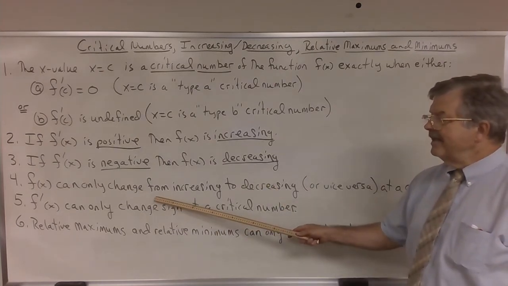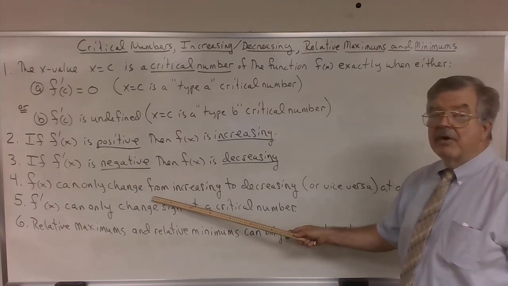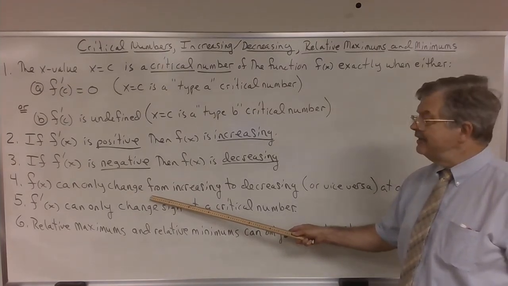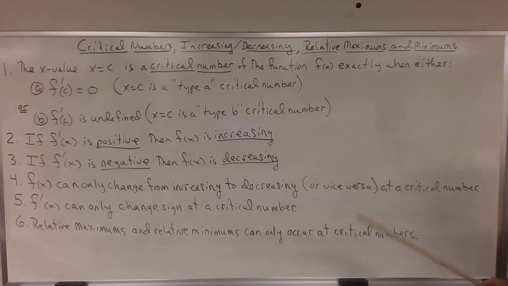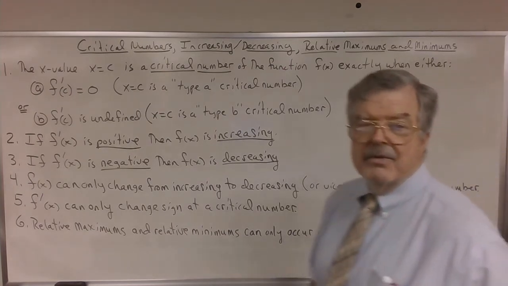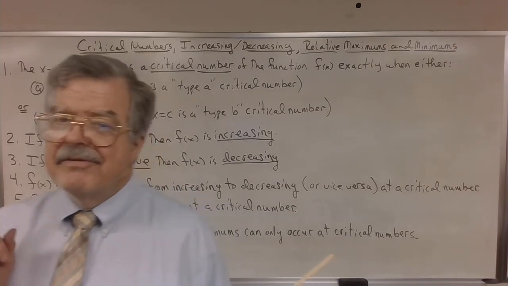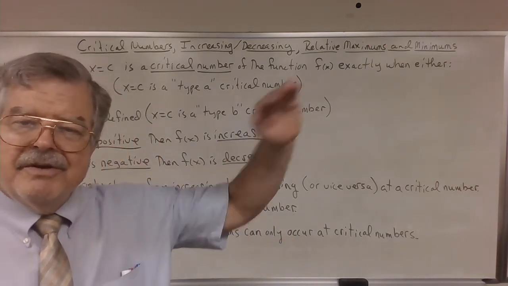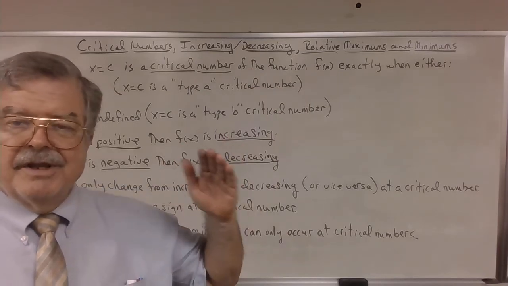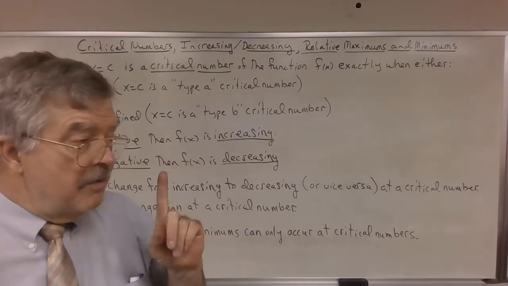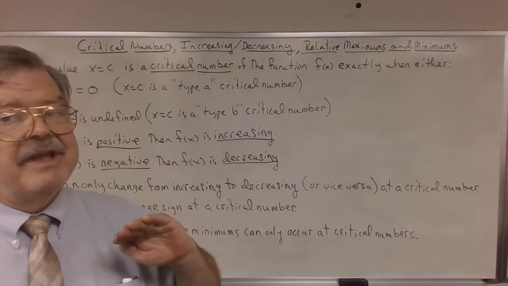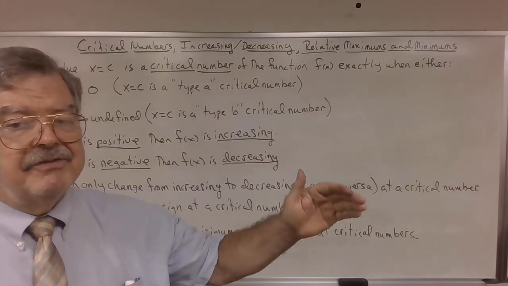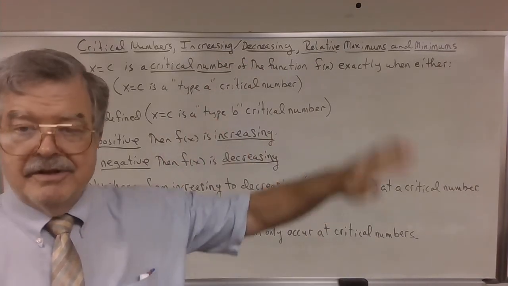Here's a biggie. F of x can only change from increasing to decreasing or vice versa at a critical number. If we don't have a critical number, the function can't change direction. It's either going to continue to increase or it's going to continue to decrease. But without a critical number, it can't change from increasing to decreasing or from decreasing to increasing.